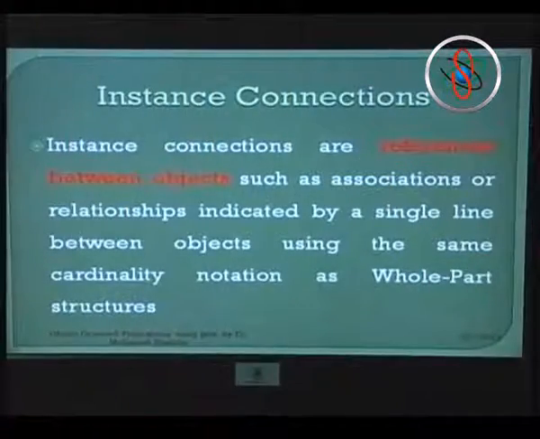Instance connections. As I said, an instance is the representative of the class. For example, if we define a class, we call it class test. Then we come down and we say test T. T is an instance of the class test. Actually, instances must be connected together. Very important. Connecting together, why? Because both of them are representing the same object.